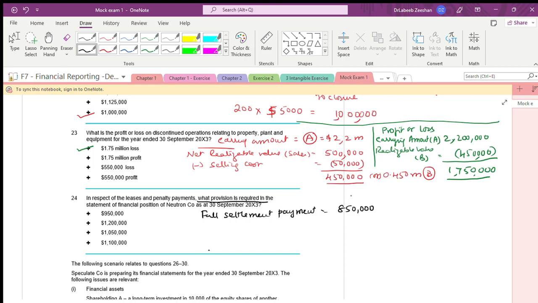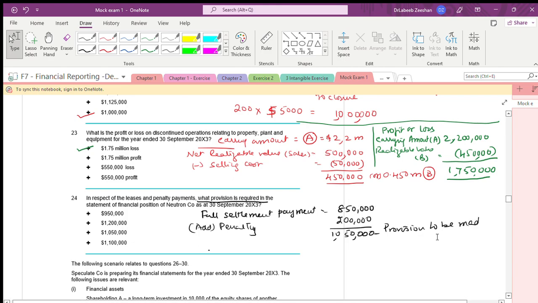But what is the penalty they add? Is it right? Add penalty. How much is the penalty they have to pay? The penalty they have to pay is 200,000. This is the provision they are making. Is it right? 510. This is the provision to be made. The answer is what?